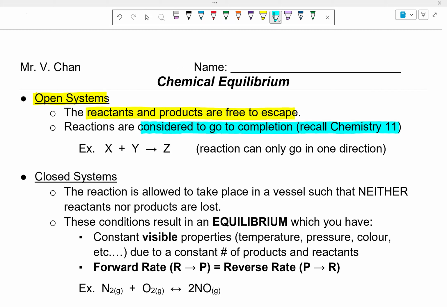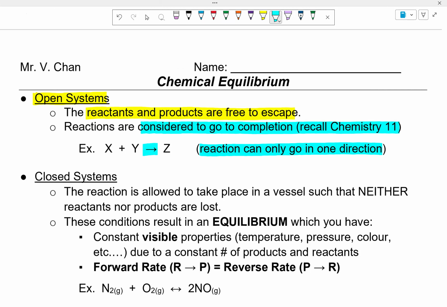Now, whenever you did those single replacement, double replacement, synthesis, decomposition reactions, you went from reactants and you got your products. And what would happen is you would represent your reaction with a single arrow. And basically, you said the reaction can only go in one direction. So back in grade 11, when we were introducing you to the different types of reaction and stoichiometry, we assumed that the reaction went from reactants to products, and that is it.